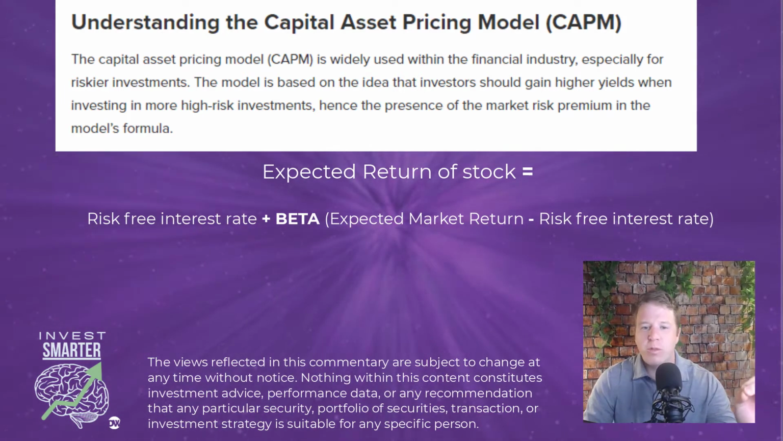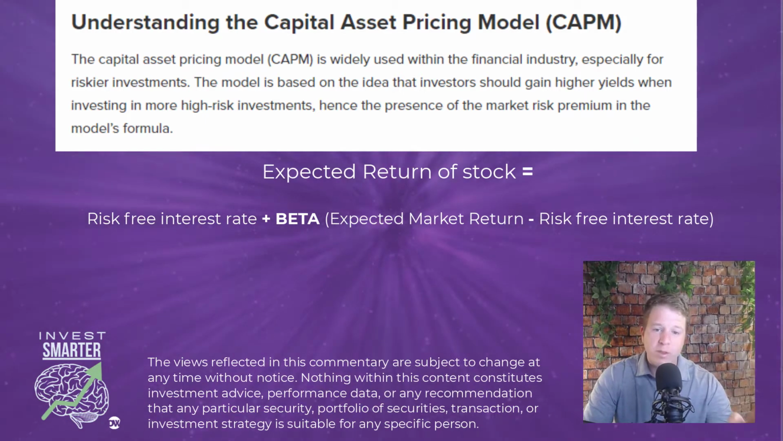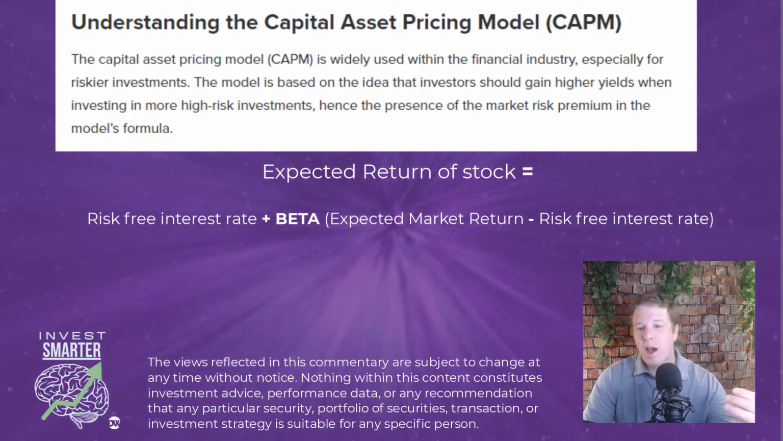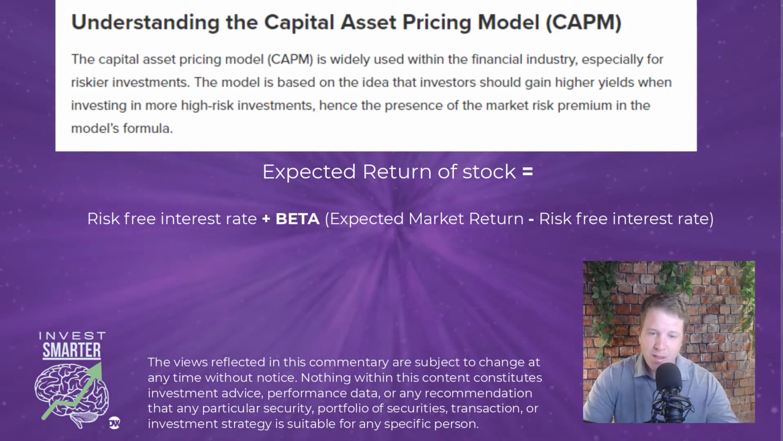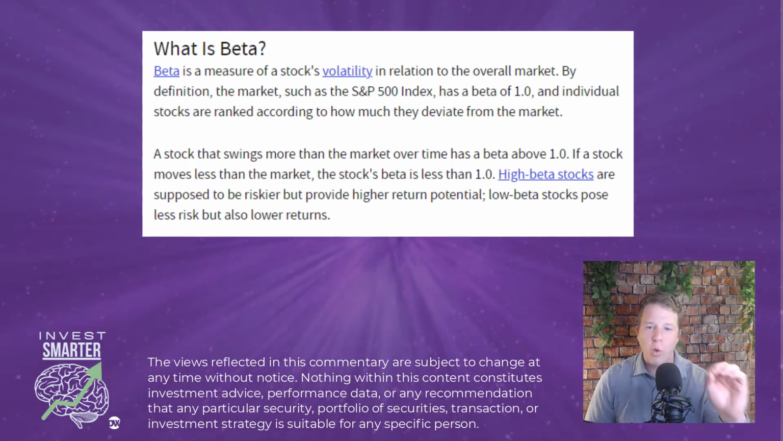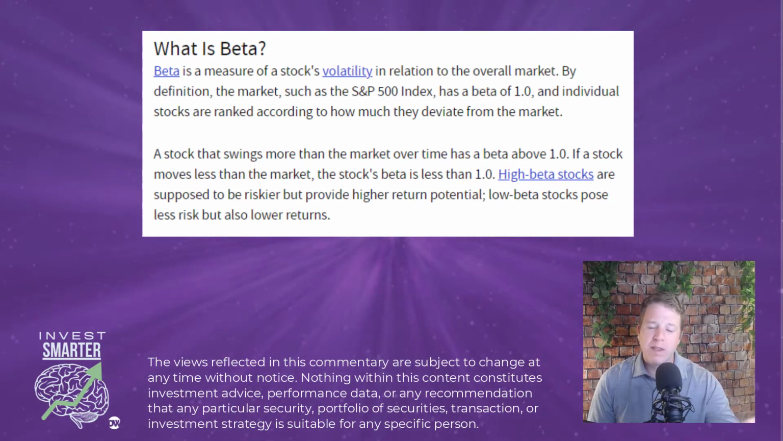So the big variable there is the beta. That determines your expected return in the capital asset pricing model. The higher the beta, the higher the expected return. And the beta essentially is how a stock moves with the market. So a beta of 1 is a stock that moves directly in line with the market.